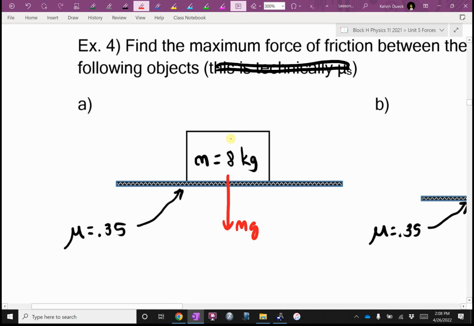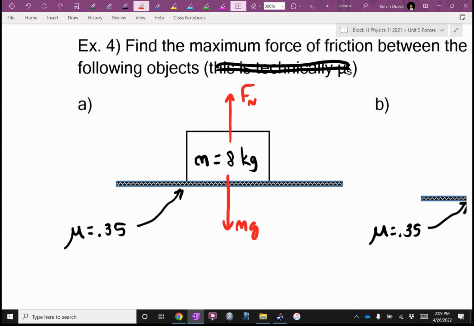Good. By the way, look at B and C. I don't think the normal force is going to be the same size as mg. How can I tell at a glance that the normal force isn't the same size? Because there's extra vertical forces in those pictures. That's mucking it up. Okay.